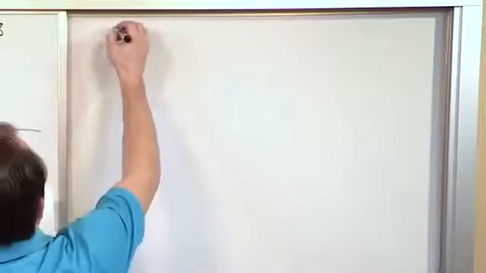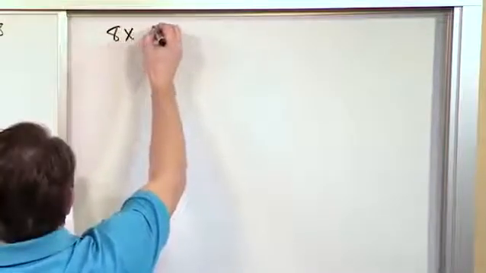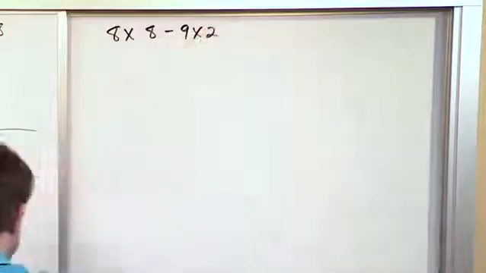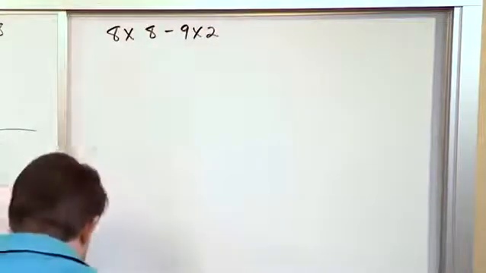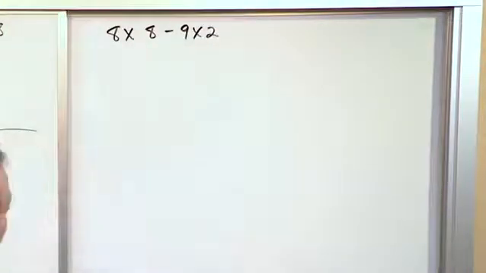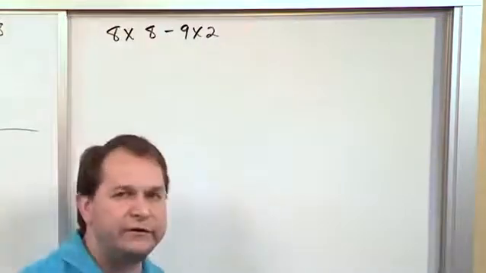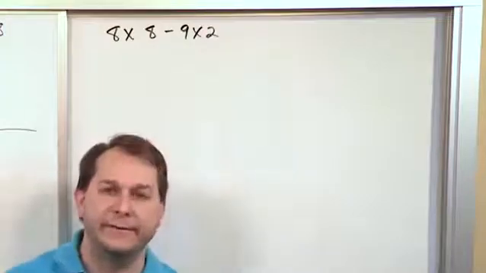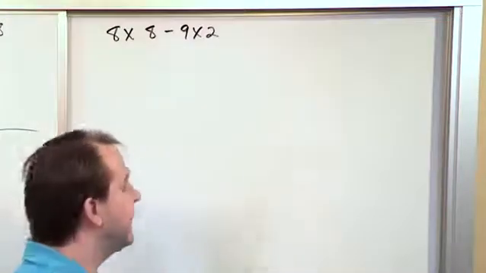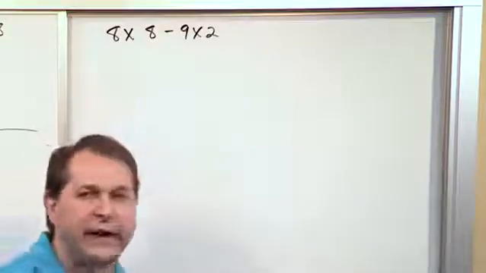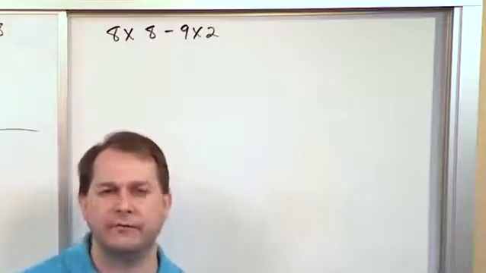What if you have 8 times 8 minus 9 times 2? How do we handle something like that? First, we look for parentheses, and we see that we don't have any parentheses, so we forget about that. Then we look for multiplying and dividing. Now, we do multiplying and dividing left to right. This subtraction is not going to happen until the very, very end, so just forget about trying to subtract anything.